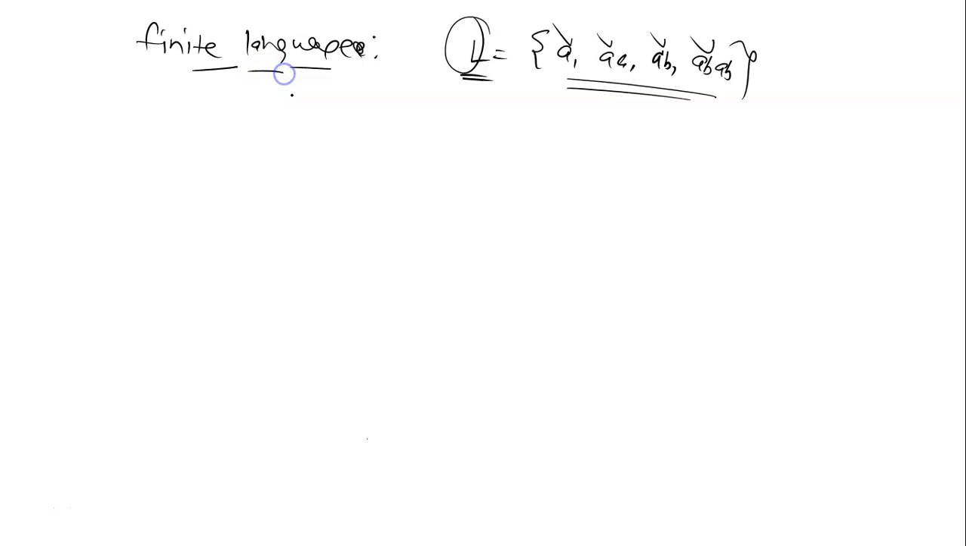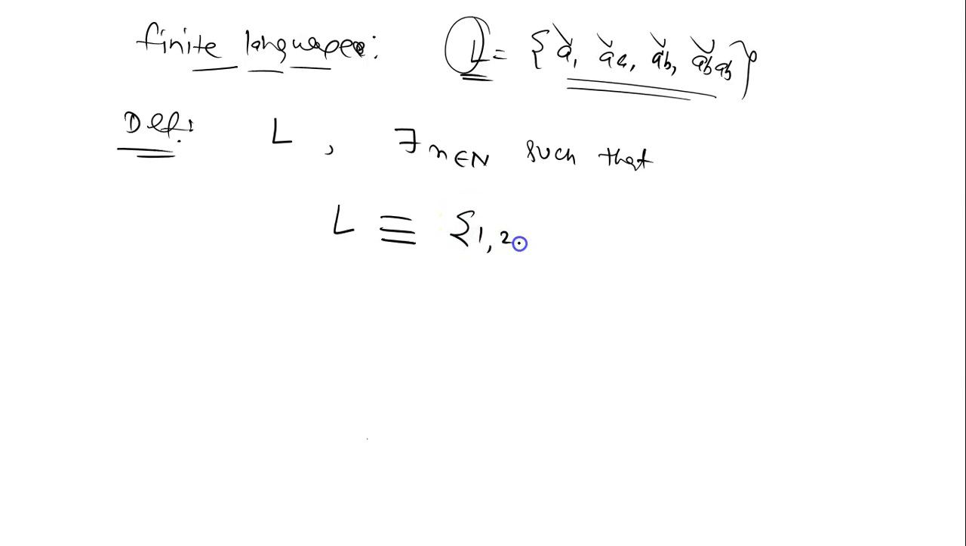But in the exam they can give you some other definition of finite language, because we can define finite language in some other way. For example, consider this definition. They can say that we have a language L such that there exists a natural number n such that there is a bijection between L and this set. So basically, there is a bijection between L and the set 1, 2 and so on up to n. So this is the definition.